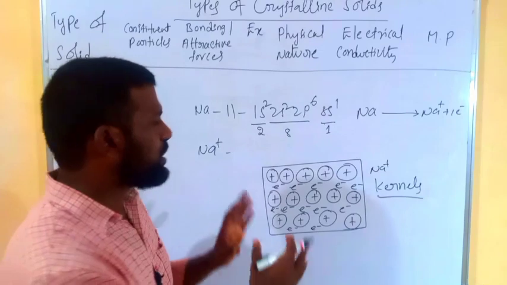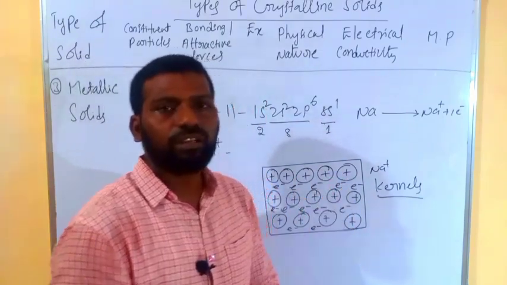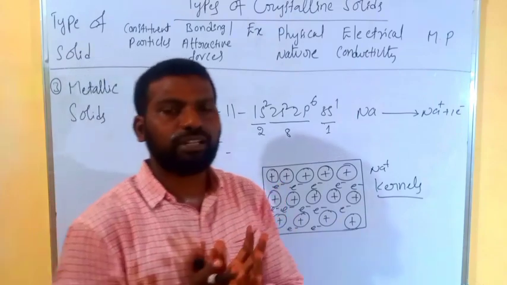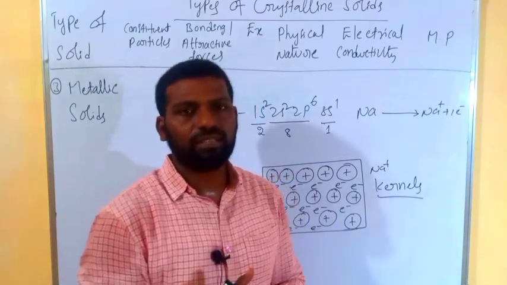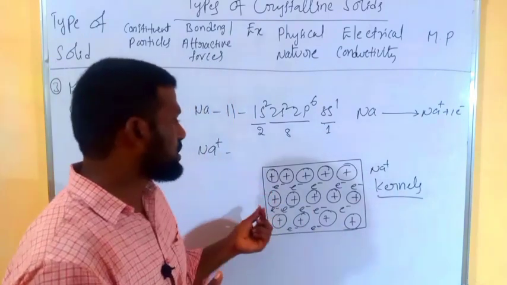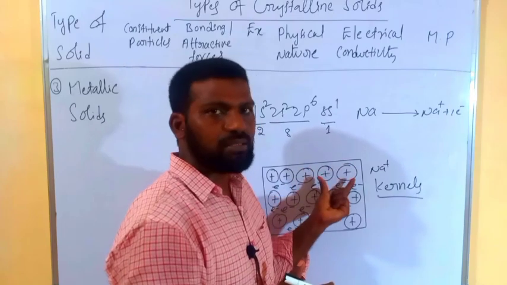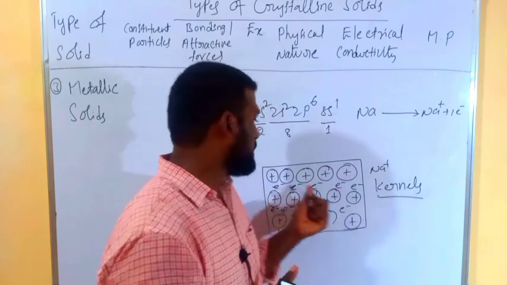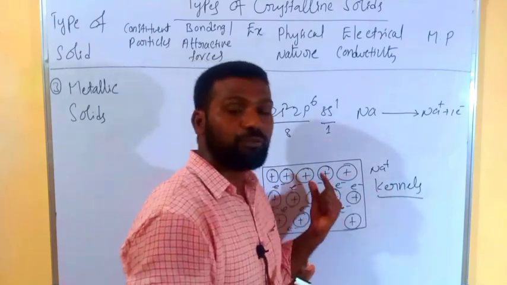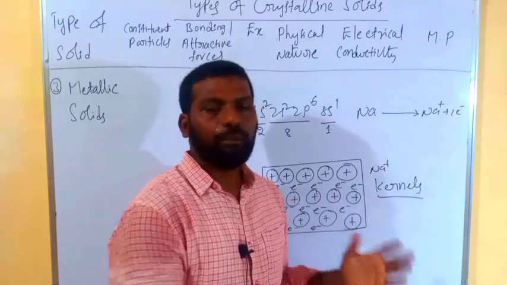This metallic bond also seems like ionic bonding, where there is a force of attraction between a positively charged cation and a negatively charged anion. But here the force of attraction is between positively charged metal ions, called kernels, and the free electrons. This is briefly about the metallic bond.